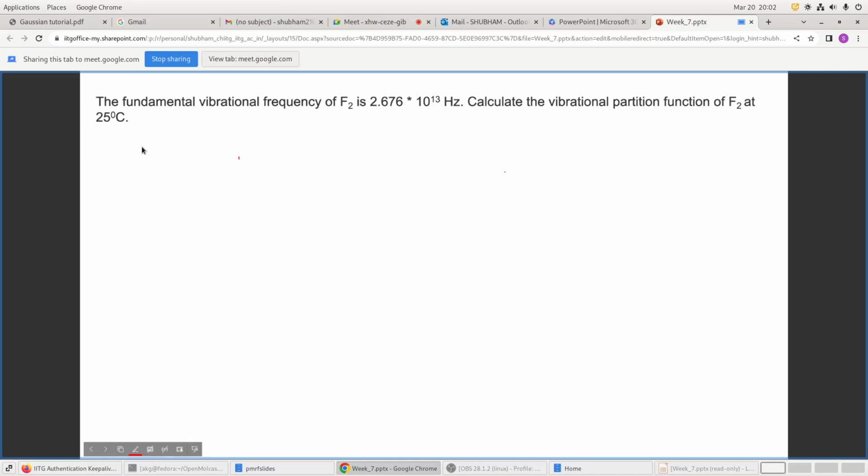Now the fundamental vibrational frequency of F2 is given. Calculate the vibrational partition function of F2 at temperature 25 degrees Celsius. So what is given? The nu is given, 2.676 into 10 to the power 13 Hz. Okay, so we know this is per second only, and we need to calculate the vibrational partition function, Q vibrational.